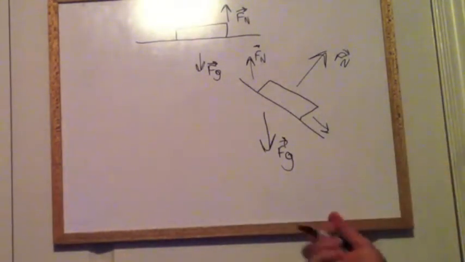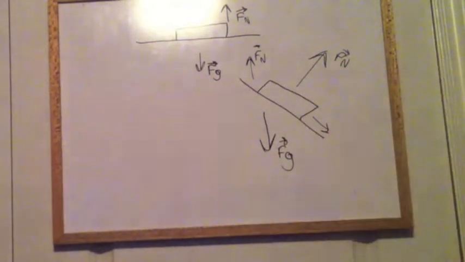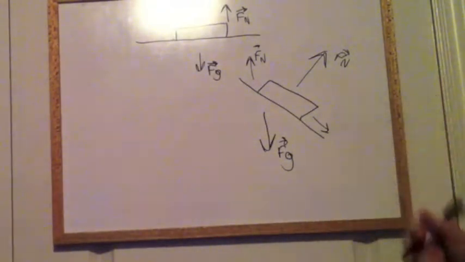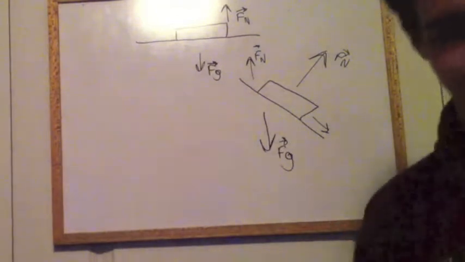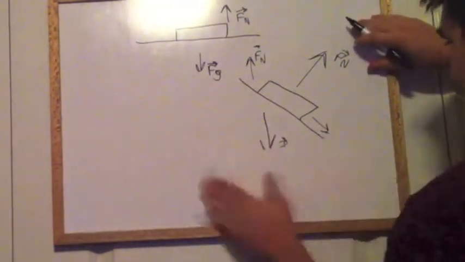Just to recap, the Fn is always perpendicular to the surface. It's not always going to be directly opposite of the Fg. So that's the reason why that is false. Moving on, let's quickly erase this.